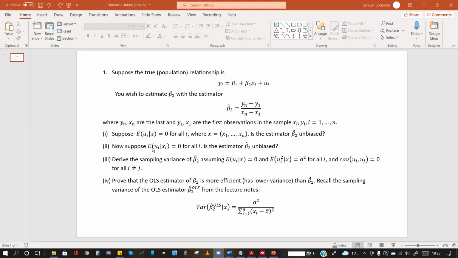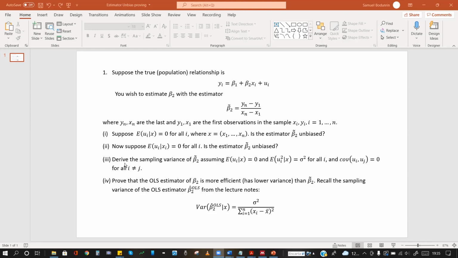Then the assumption is changed in the second one. Now suppose that the expected value of ui given xi, not given x, is given xi. That is, for each i from 1 to n, u1 conditional on x1 equals 1, u2 conditional on x2 equals 1, and so on for i. So is the estimator b2 tilde unbiased?